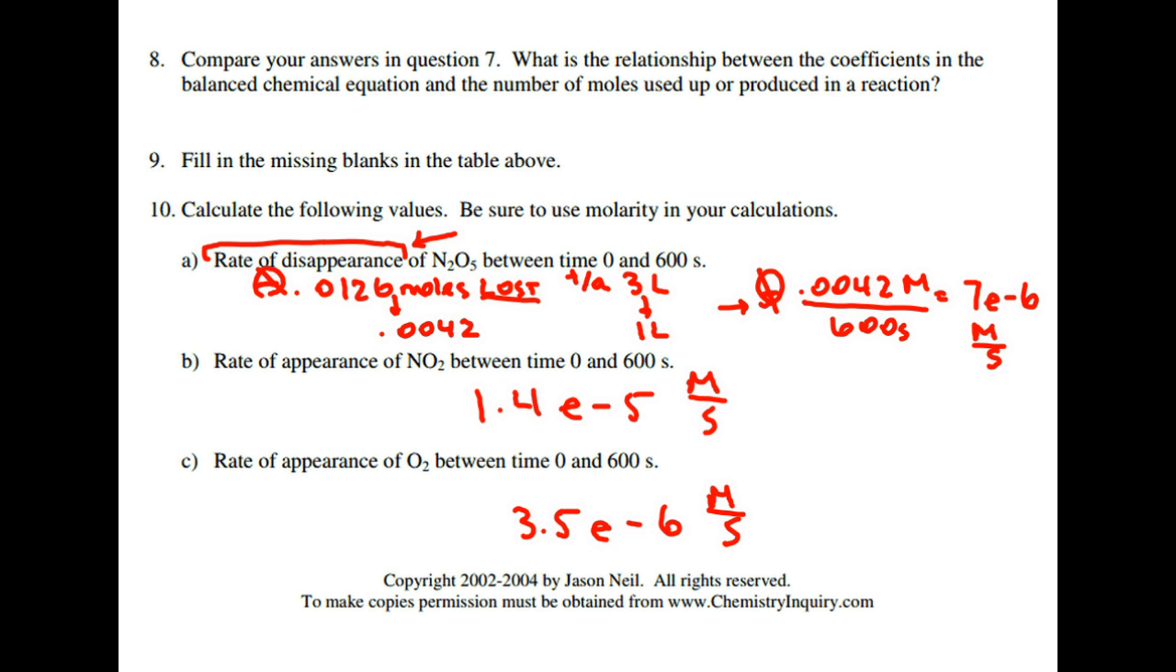For letters B and C, once again we find the change in moles. For letter B, it was 0.0252 moles that were changed in NO2. And we put that over 3 liters to find the molarity. And then we put that molarity over the same amount of time, 600 seconds, and we get that answer. And the same for C, and we should have got a change in moles of 0.0063, and then you figure out what the molarity is per 1 liter, and you put that over 600 seconds as well.